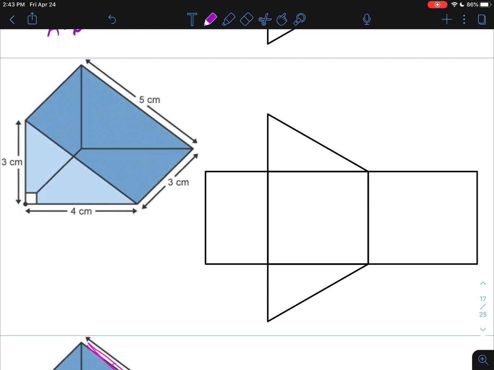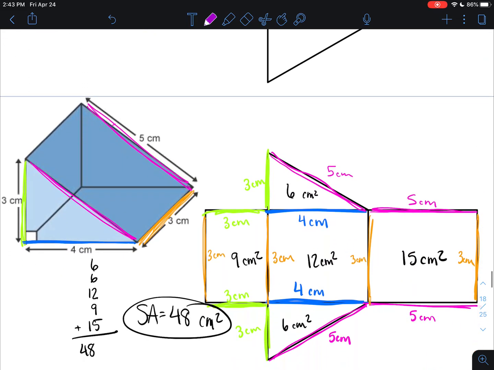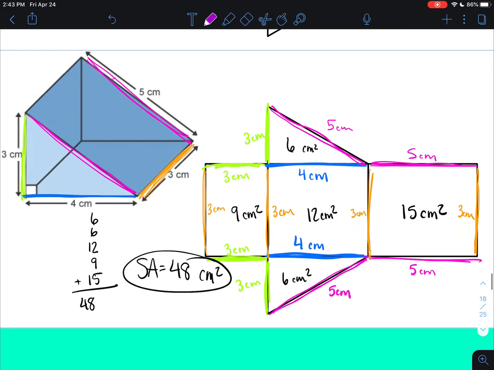Okay, you should be back. You should have done the problem. No cheating. There's your answer. You should have gotten 48 square centimeters.